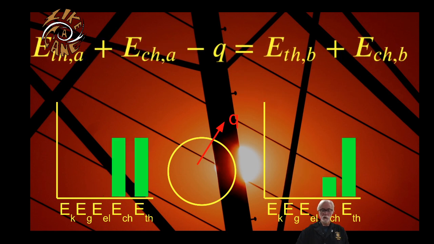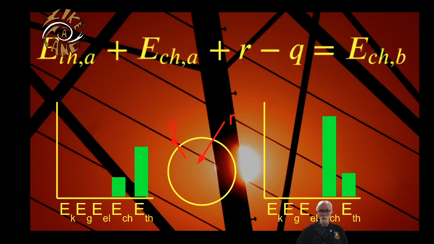Let's look at another example. Here we have some Echem and some Etherm. Later on we have less Echem and about the same amount of Etherm. So this could be, for example, a car going down the road. The thermostat keeps the temperature constant, so Etherm stays the same, but it's burning up some of its fuel. So the energy that's lost through the system is lost through heating. So Etherm at A plus Echem at A minus the heating, so minus Q, equals Etherm at B plus Echem at B.